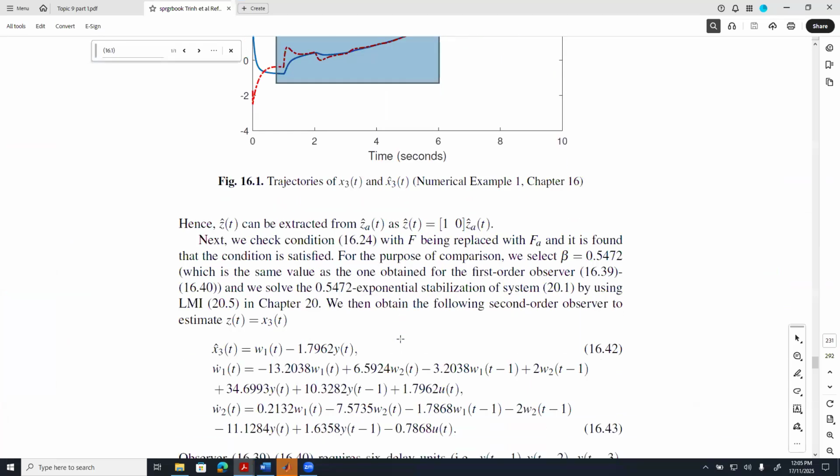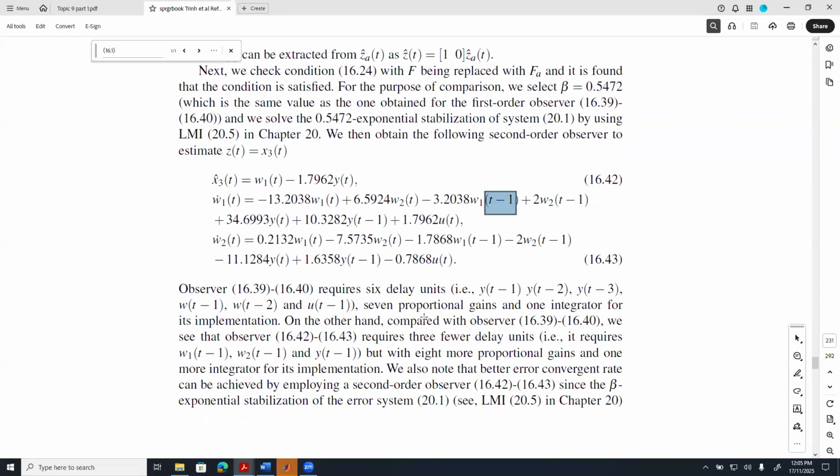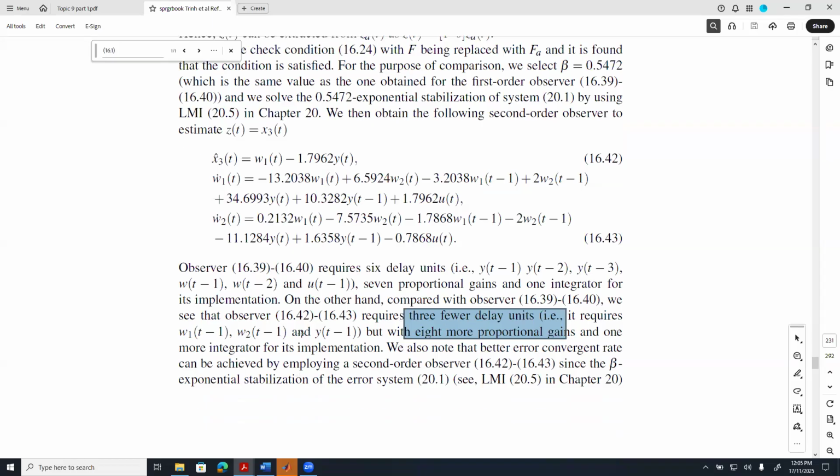Now we can also design a second order observer, which gives us an observer with just one internal delay in there. It gives us fewer delay units, but more proportional gains and more integrators and so on. However, it gives us better error convergence because we can actually ensure that the beta convergence is actually faster, bigger. Okay.